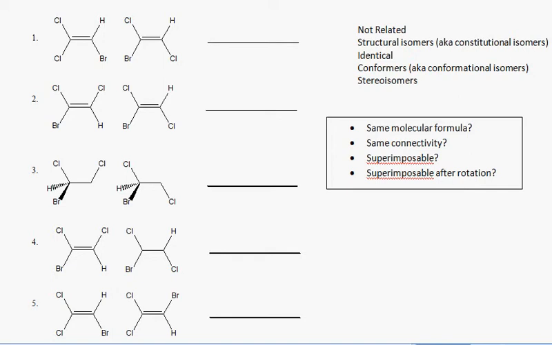In the box, I've written what I call my process of doing this problem. There are 4 questions that you can ask that will help you determine the relationship of each pair. These questions are based on the definitions of each kind of isomer. For example, an isomer in general has the same molecular formula, although it is not the same molecule. So to determine whether each of these pairs is related at all, we should first find the molecular formula for each molecule. In number 1, our first molecule has 2 carbons.